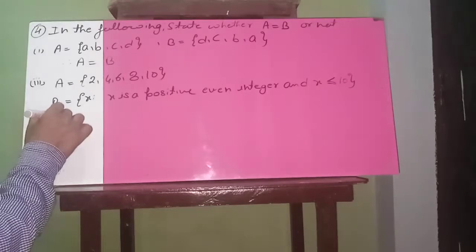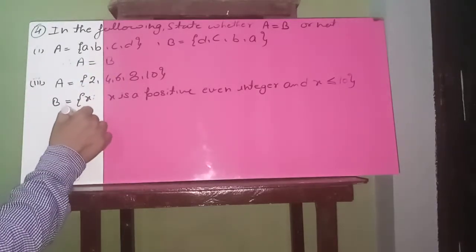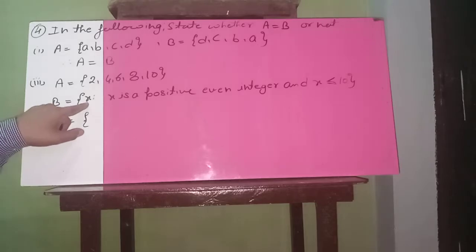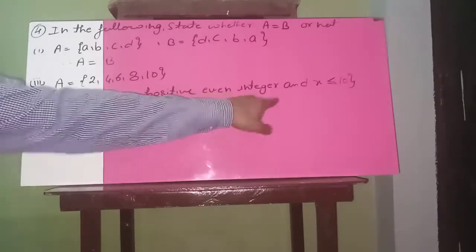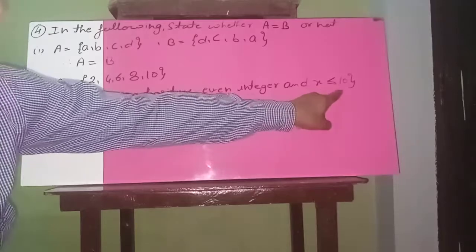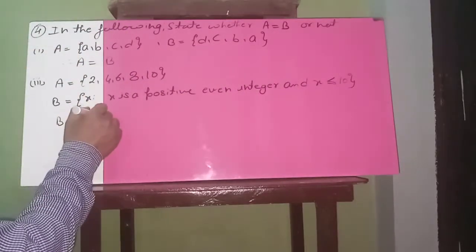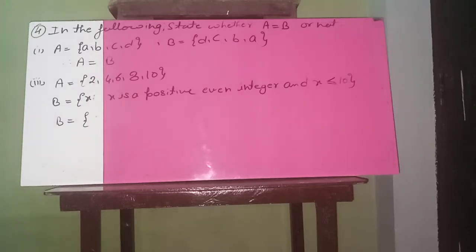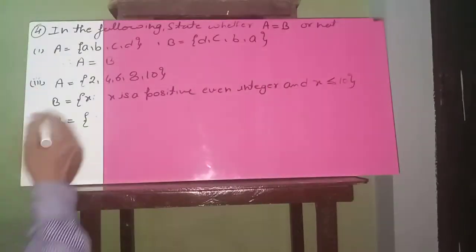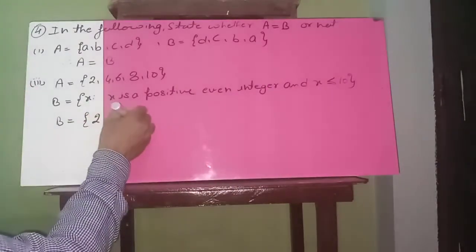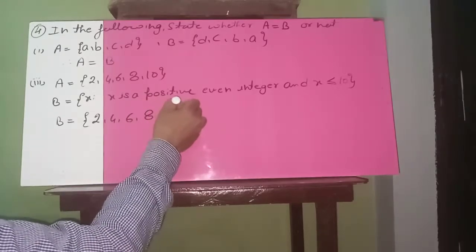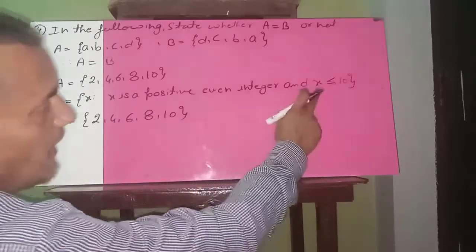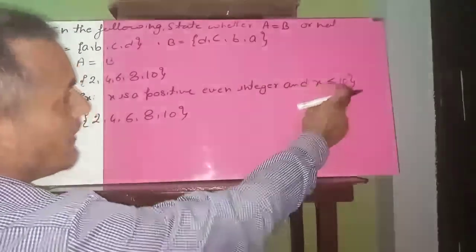So at first we change this set B into roster form. How do I change it? So what is in B? x is a positive even integer and x is less than or equal to 10. Check which integers are positive even integers that are less than or equal to 10. So you find 2, 4, 6, 8 and 10. All are positive even integers that are less than or equal to 10.